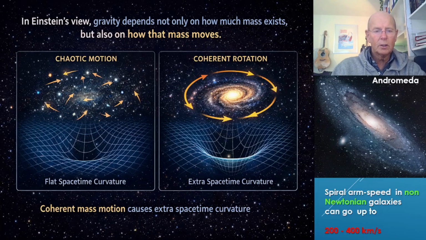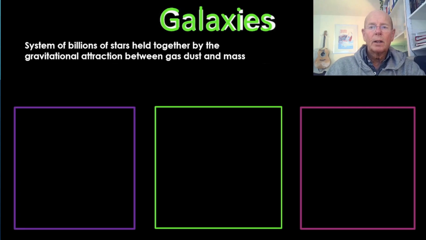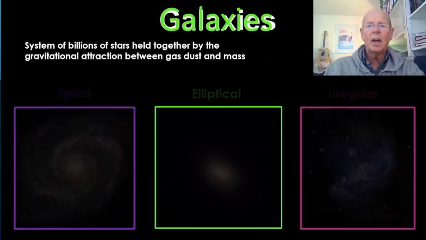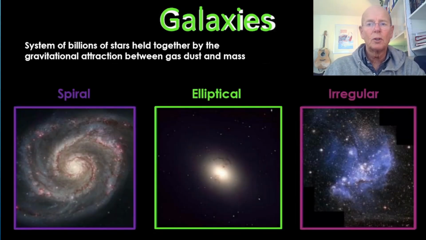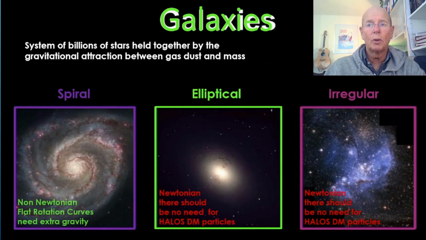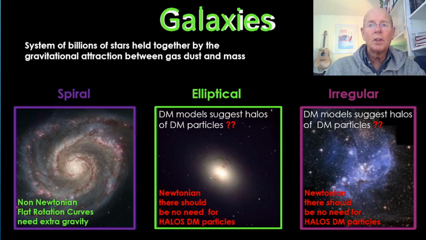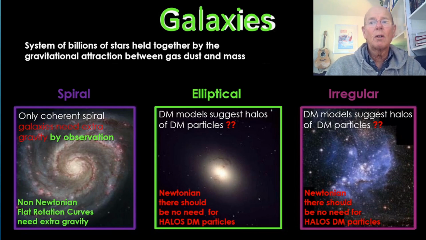Be aware of the fact that the spiral arms in non-Newtonian galaxies can go up to about 200 to 400 kilometers per second, or about 1,000,000 kilometers per hour. Gravity appears primarily in thin, rotationally coherent disk galaxies and is weak or absent in dispersion-dominated systems such as ellipticals or irregular galaxies. Within the observed regions of these galaxies, no dark matter component is dynamically required to explain their motions. Any viable explanation must therefore account for both the effect and its selectivity.